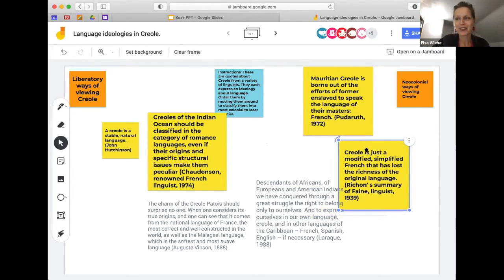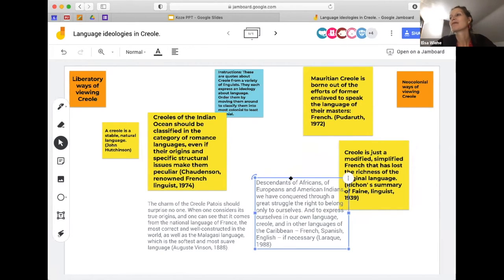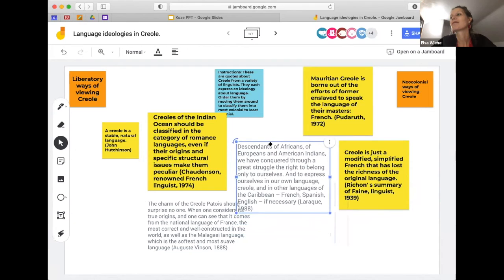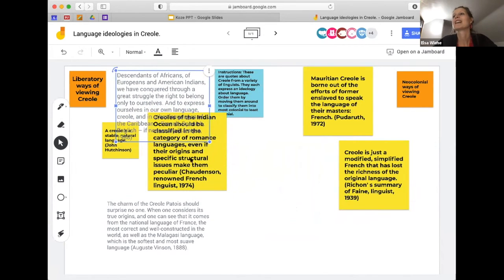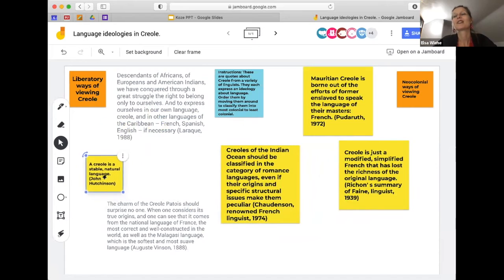I'll move it for you. Thank you. Sure. The descendants of Africans, of Europeans and American Indians, we have conquered ourselves in our own language. That one goes by liberatory ways of viewing Creole. Can you say a little bit why?